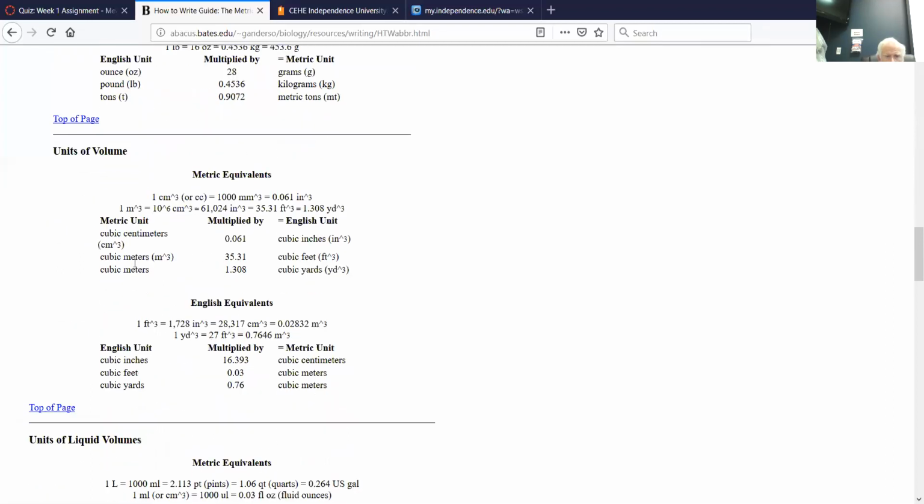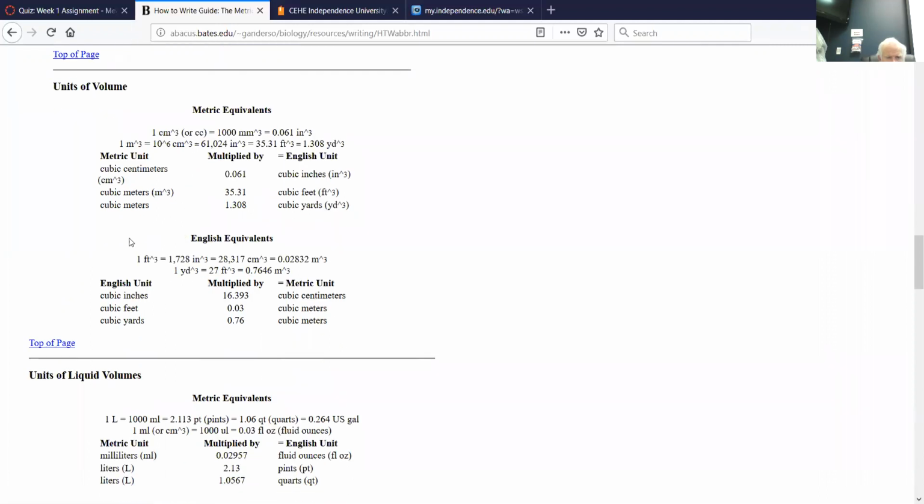So volume, again, the liter is the basic unit of volume. A cubic centimeter or cc is, this is wrong. All of these equivalents are wrong. I don't know who did this. I just looked at this for the first time.